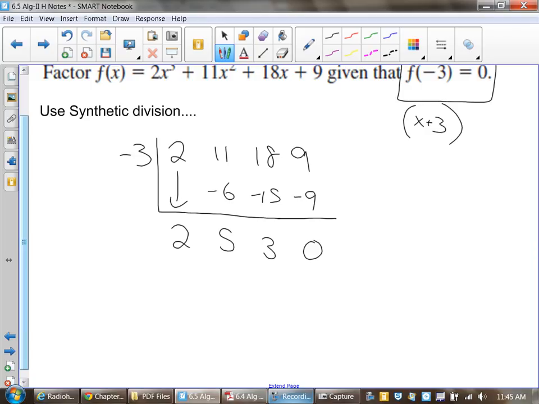And it's asking you to factor this. Well, that means right now you have 2x squared, 5x, and a 3. You can factor that. What's 2 times 3? 6. What times what is 6, you add together to get 5? 3 and 2.